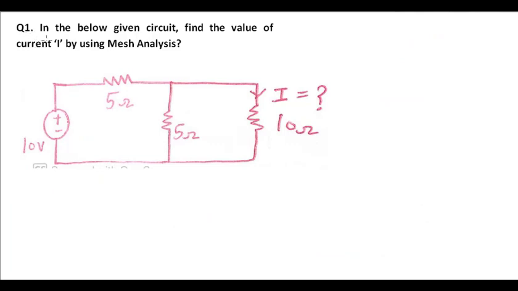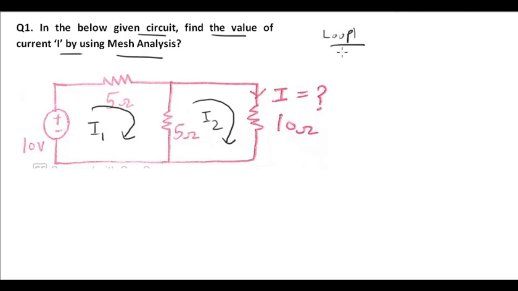Question number 1, this is based upon our mesh analysis. In the below given circuit, find the value of current I by using mesh analysis. First of all, we have to identify the total number of loops. This is the first loop and this is the second loop. Now assign the currents, that is I1, I2. Now apply KVL in loop 1 and loop 2.